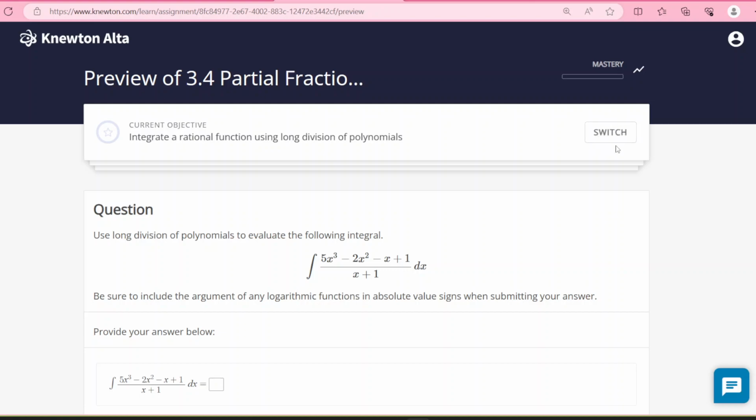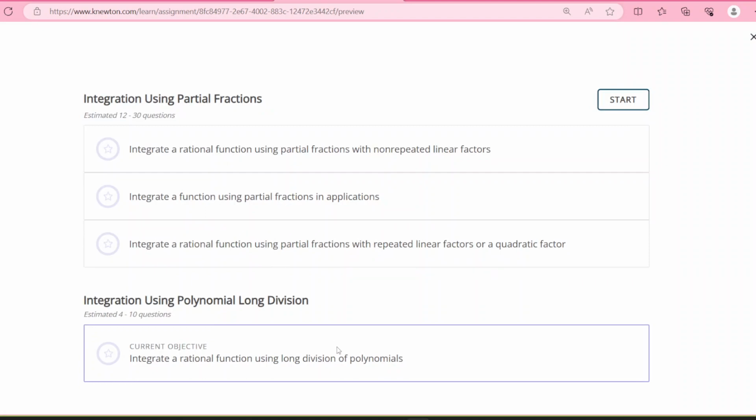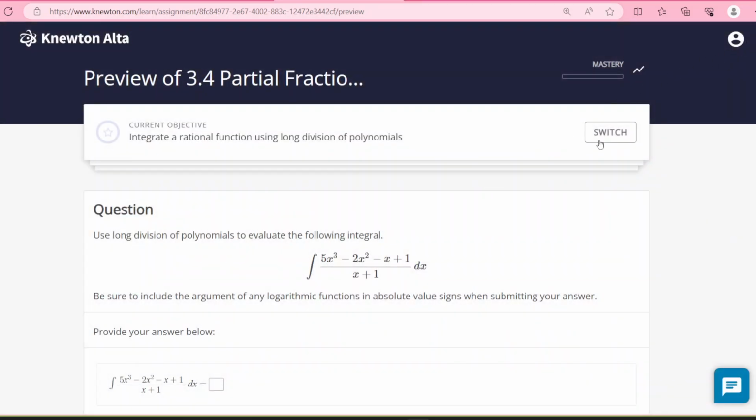So actually, I will be doing this switch, so that way I can get a bunch of problems in a row from the same objective. I'm just going to finish one objective at a time. So you've got your 4 objectives here, and I will work my way through. I'll start with this one, integrate a rational function using long division of polynomials, and then I'll work my way through these 3 objectives where we're integrating using partial fractions. Okay, I'll show you how to do that switch later.